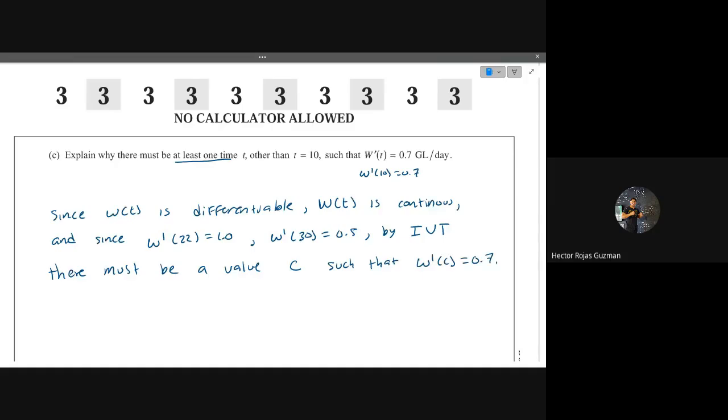We already said the function was continuous. And I gave you a value that is greater than 0.7, and I gave you a value that is less than 0.7. So your function would have to go through 0.7 at some point. We stated that it was continuous. We stated the theorem that applies. That will give you all your points.